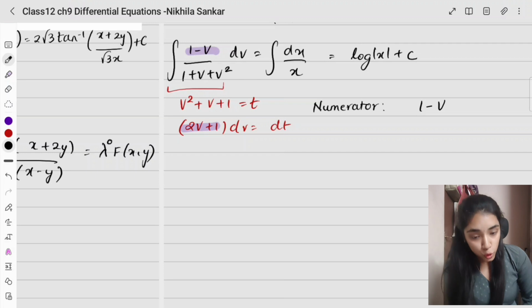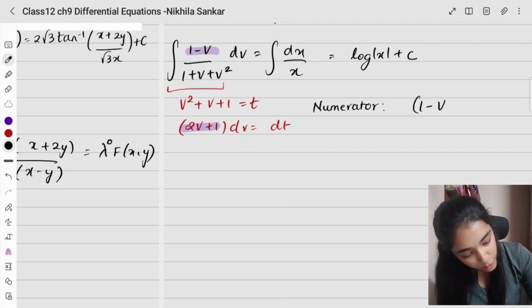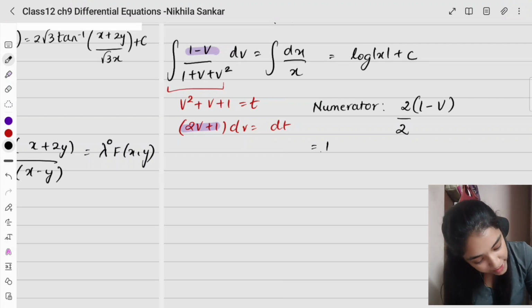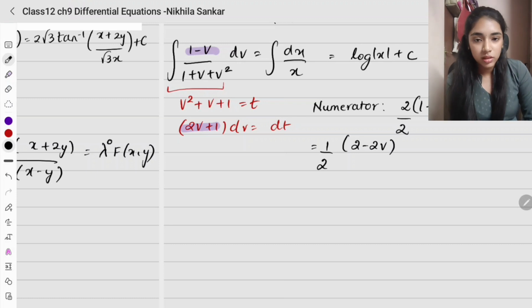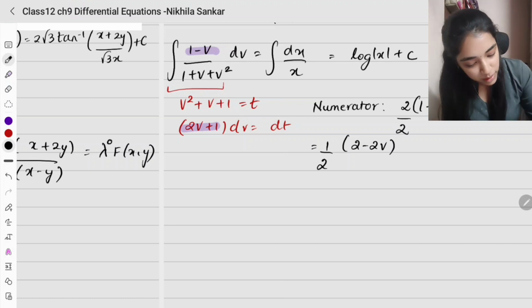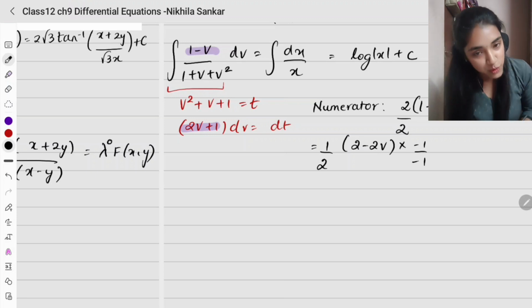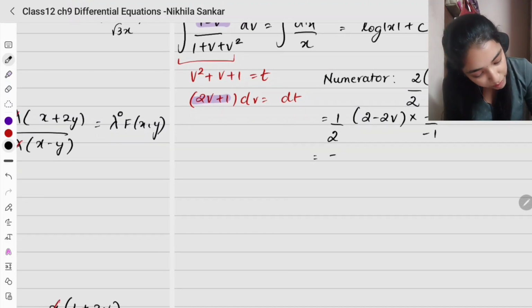I need 2v plus 1. So first of all I'm going to multiply by 2 and divide by 2. So what do I get? 1 by 2 times 2 minus 2v. Now I'm going to multiply by minus 1 to take out this minus, so I also divide by minus 1. So what will I have? I have minus 1 divided by 2 times 2v minus 2.